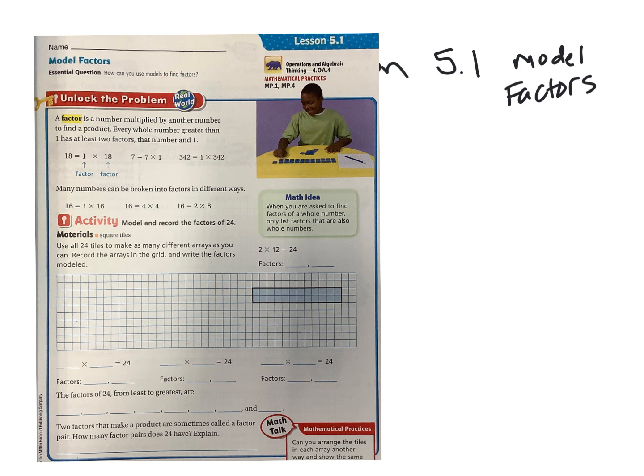And if we aren't sure what factors are: the numbers that you multiply together in order to get a product. So 18 times 1 are the factors for 18. 7 times 1 are the factors for 7. 4 times 4 are the factors for 16. 2 times 8 equals 16. 2 and 8 are the factors for 16. So that's how you build those products.